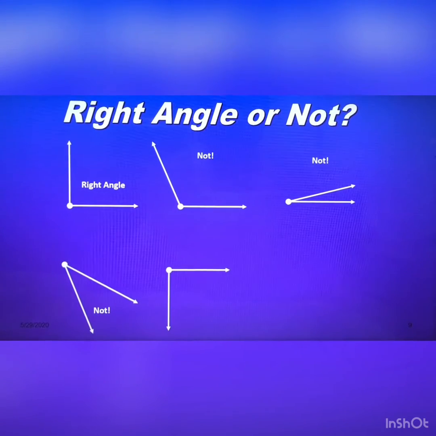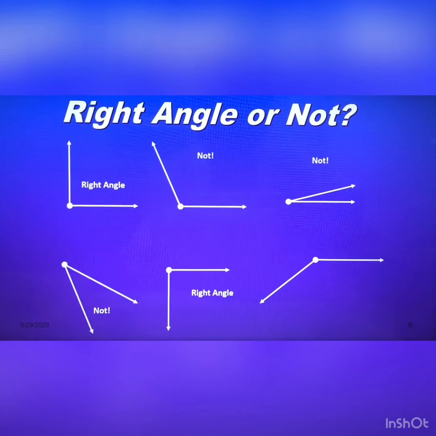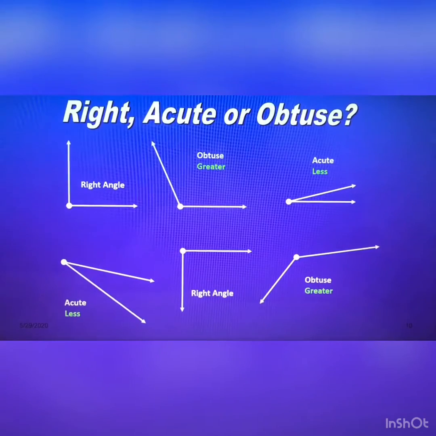And about this geometrical shape, yes, your answer is correct. This is a right angle. And about this geometrical shape, what do you say? Yes, you are once again correct, because this is not a right angle, this is an obtuse angle. Moving to the next.